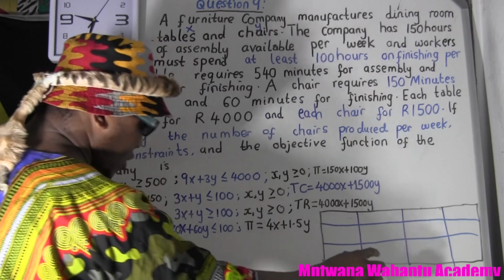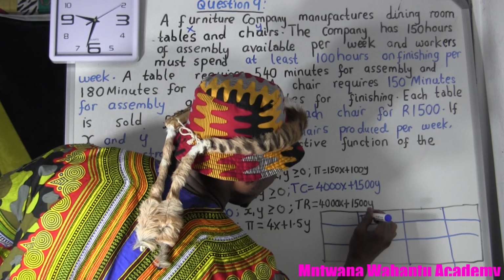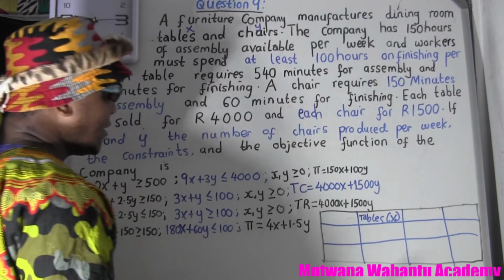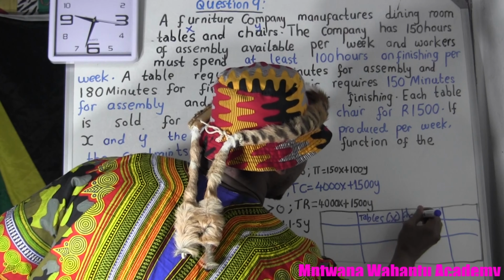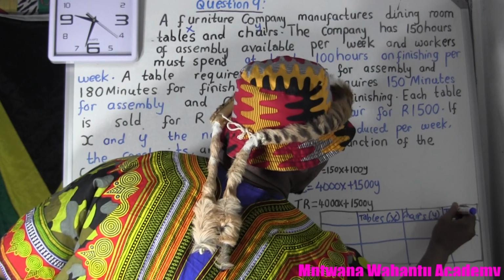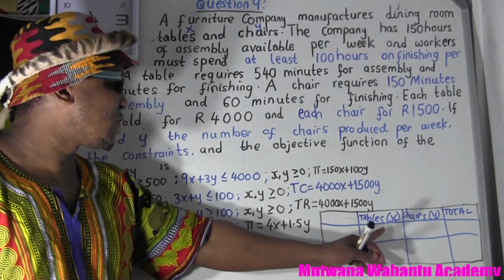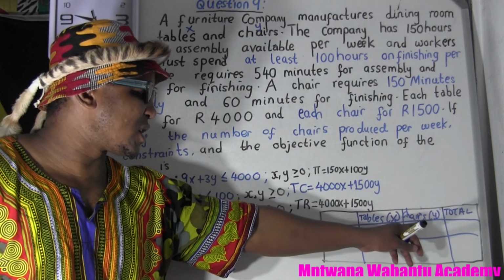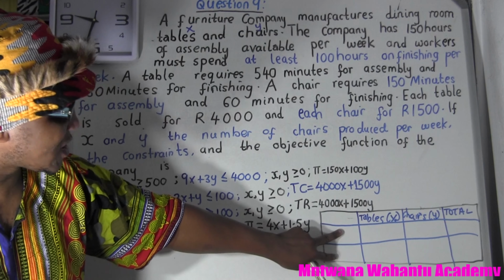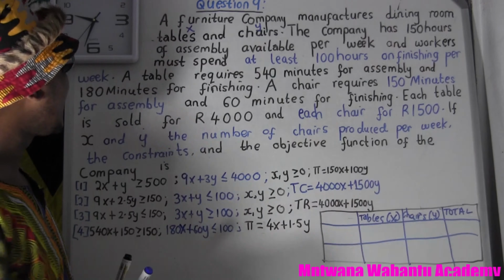So here we write table, the first one, with bracket X. And chair, with bracket Y. And this is going to be total. Anything that has to do with the table comes here, anything that has to do with the chair comes there, and the total comes here. And then these two things here, let's read and see.